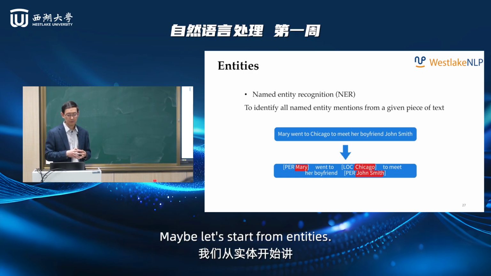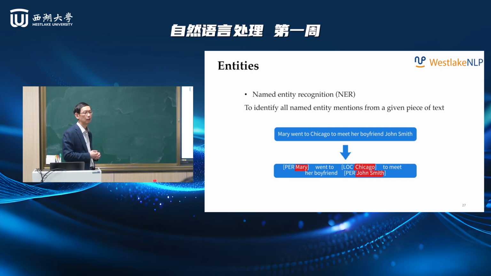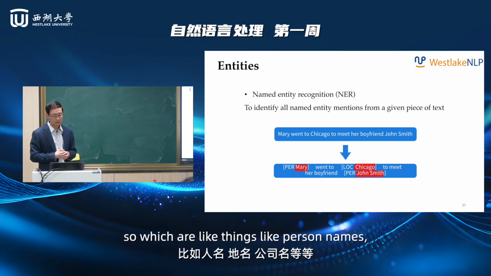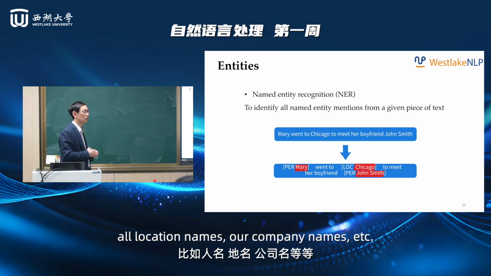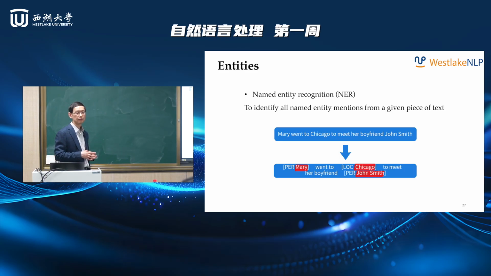Maybe let's start from entities, okay? So entities are basically what do people talk about out there. So we mostly care about named entities, which are things like person names, location names, company names, etc. Okay, and the task is to extract all mentions of named entities from text.